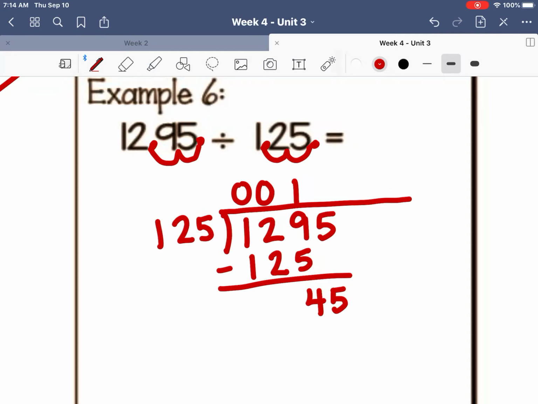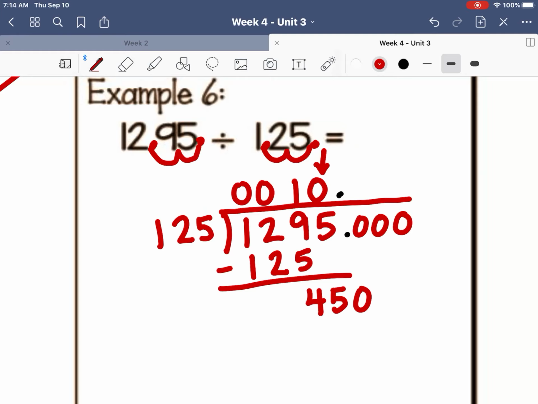125 doesn't go into 45, but we brought down a number, so now we must put a 0 up top. Remember, the decimal is on the end of this number, and now I can add zeros after it, as many as I want, and I don't change the value. So now I have to bring down another 0. This step right here is one a lot of people mess up on. They just keep going and put that 0 in there. Moving on, so 125 going into 450.